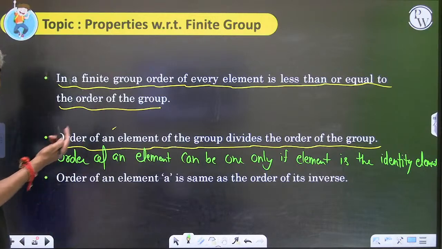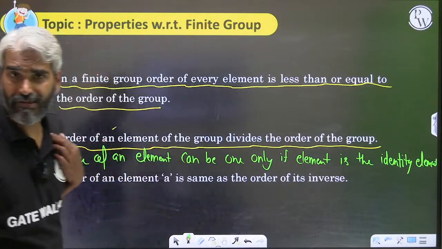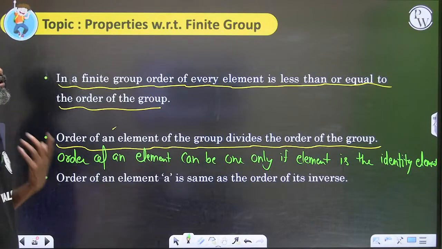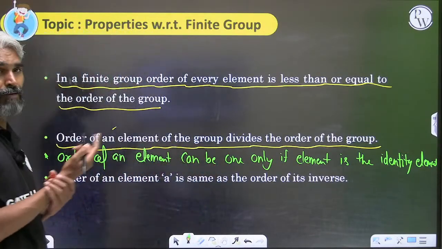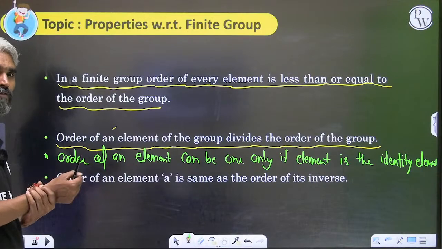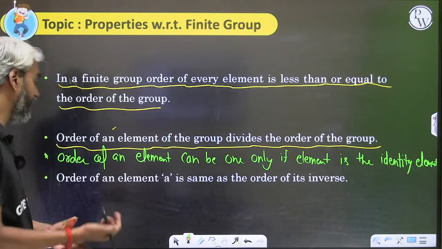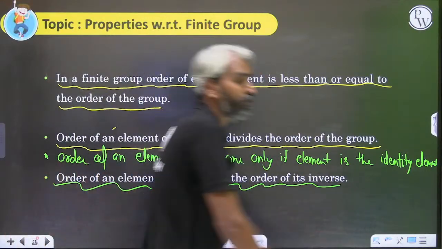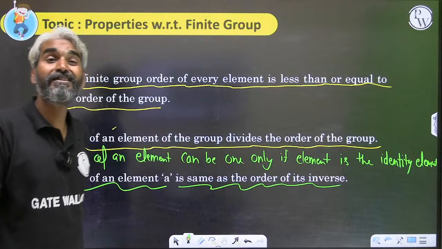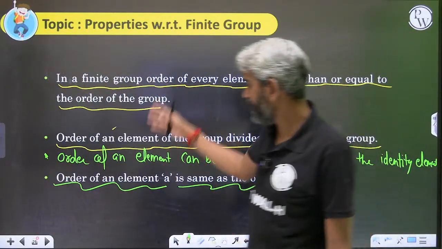Apart from this, what did I say? Omega and omega square are inverse of each other. Therefore, order of omega will be same as order of inverse of omega, which is omega square. Iota and minus iota are inverse of each other. Therefore, order of iota will be same as order of inverse of iota, that is minus iota. So, order of an element A is the same as the order of its inverse. So, these are some properties.